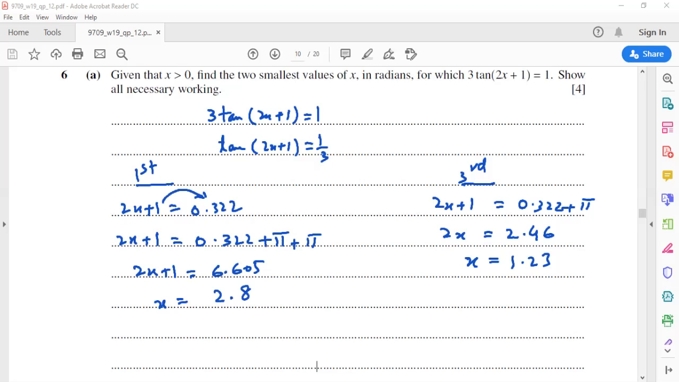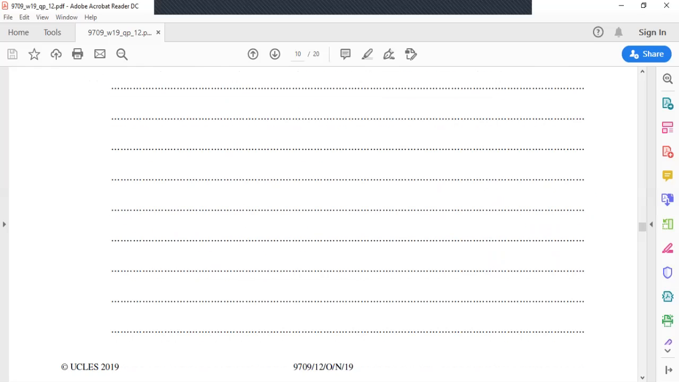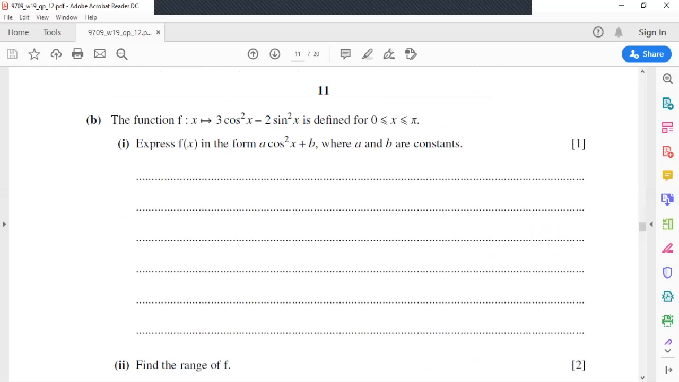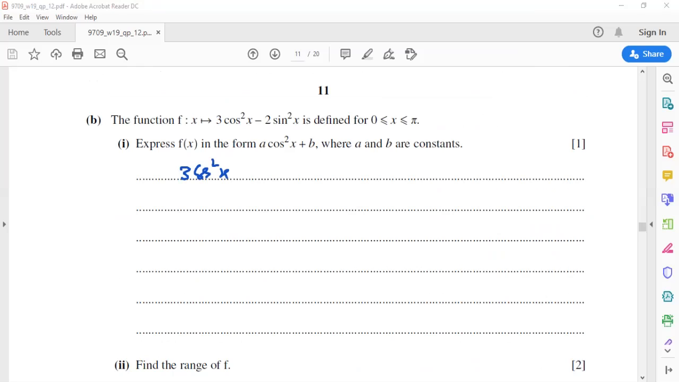Now let's go for the further one. Here it says you have to express this whole thing in the form of cos. So let's simplify this a little bit. 3 cos square x, no need to change it, and sine square can be written as 1 minus cos square x. This is quite an easy question. Minus 2 plus 2 cos square x, and if we simplify it, this becomes 5 cos square x minus 2.